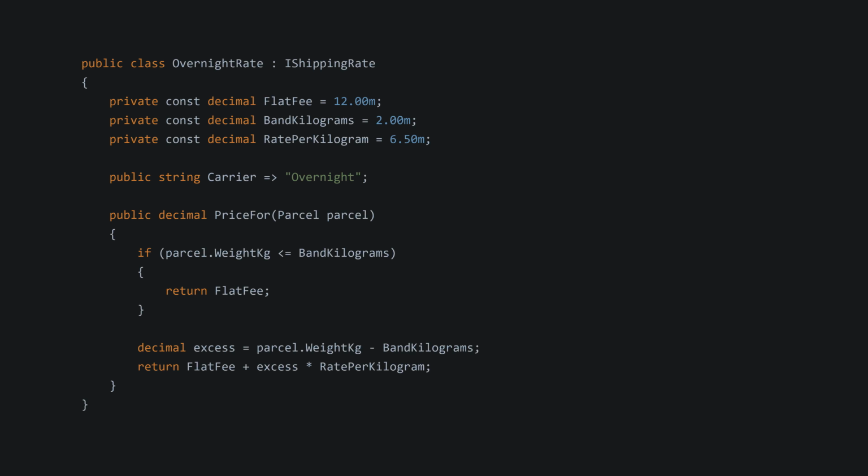Express rate and overnight rate are the same move. Overnight keeps its 2 kilogram band, and now that band is the only thing in the file. There is no other carrier in scope to confuse it with, and when the band changes, nothing outside this one class is opened.